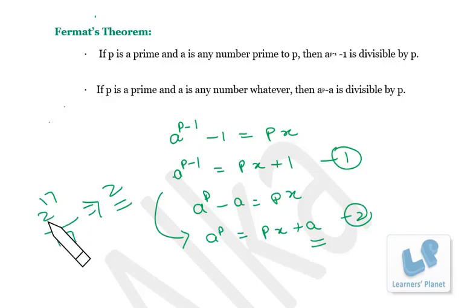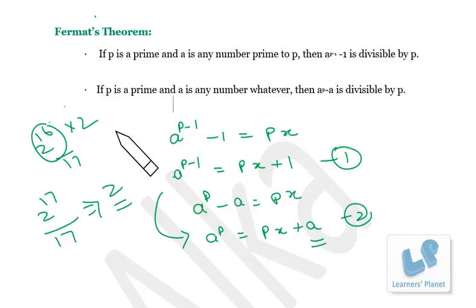But in this case, we have 2 raised to 17. Precisely, it is just the same thing. Over here, the remainder will be 1, and 1 into 2, the remainder is 2. So if a raised to p is divided by p, the remainder will be a. If a raised to p minus 1 is divided by p, the remainder will be 1.